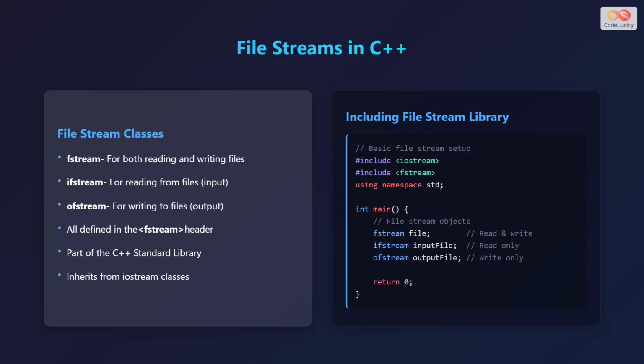To perform file operations in C++, we use FileStream classes. There are three main classes. The first one is fstream. It is used for both reading and writing files. Next is ifstream. It is specifically for reading from files, also known as input streams. The third is ofstream. This one is for writing to files, also known as output streams. All of these classes are defined in the fstream header file, and they are part of the C++ standard library. These FileStream classes inherit from ifstream classes.